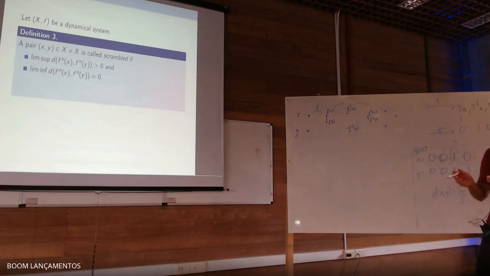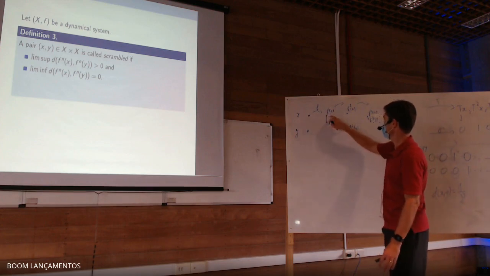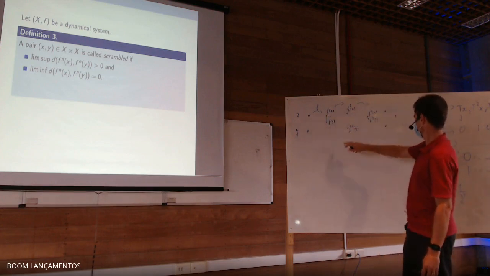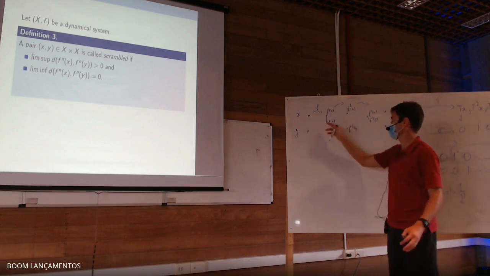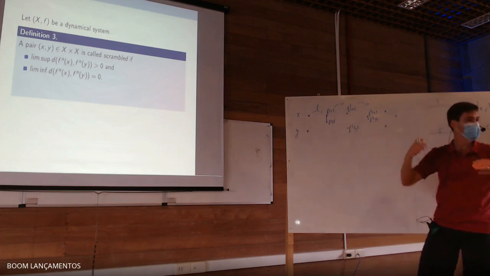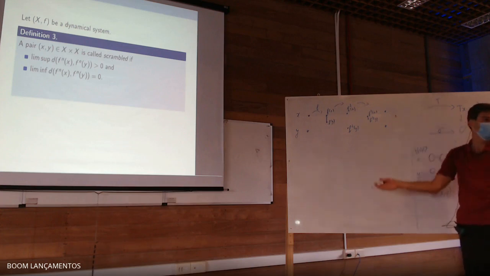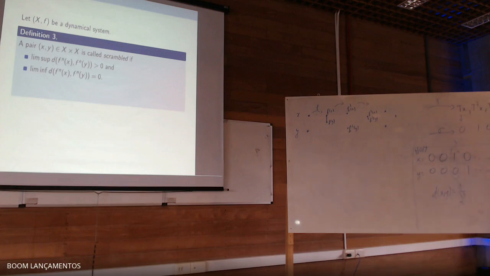But on the other hand, you find a subsequence, let's say the odd iterates or the even ones, I don't know, it doesn't matter, where this distance is greater than a certain number. So you start with two points, and you cannot tell whether the orbits get close or get apart. They do both things. Kind of chaotic.